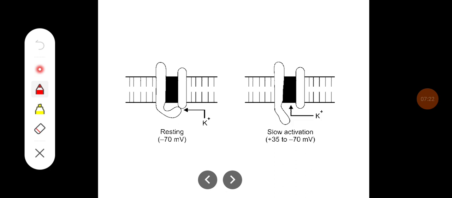At minus 35, the potassium channel is going to open, and this is going to lead to the potassium efflux, and so this potassium loss continues till the hyperpolarization state.